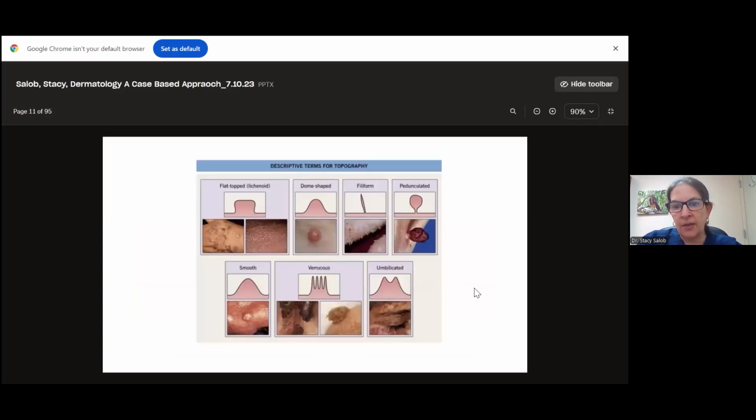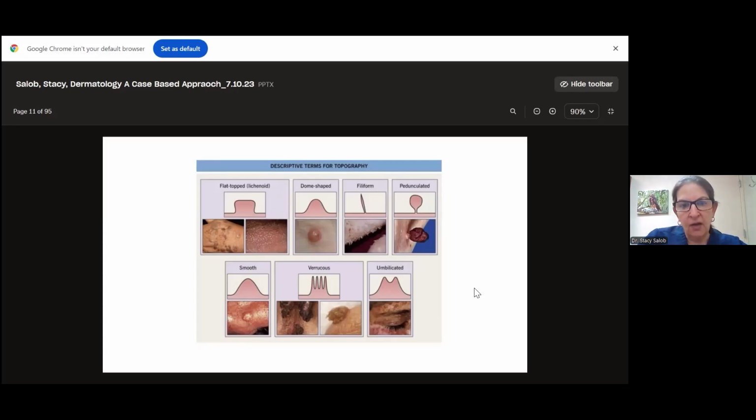We can get more descriptive. When I used to work in academia, the residents would go into the emergency room and they would call me, and I had to try to make a mental picture of what they were seeing in order to help them. And so the more descriptive words they could use to describe things, the better.